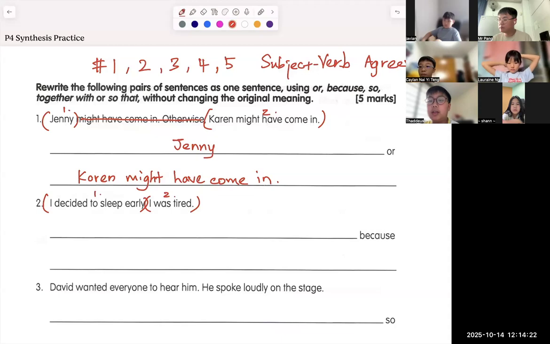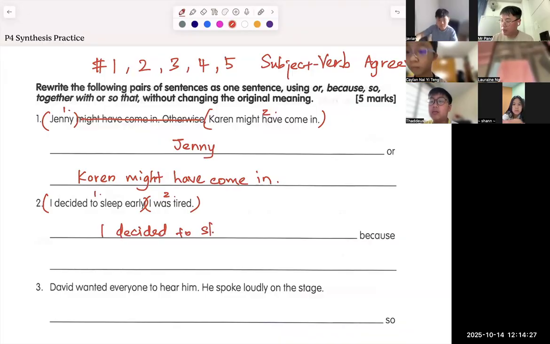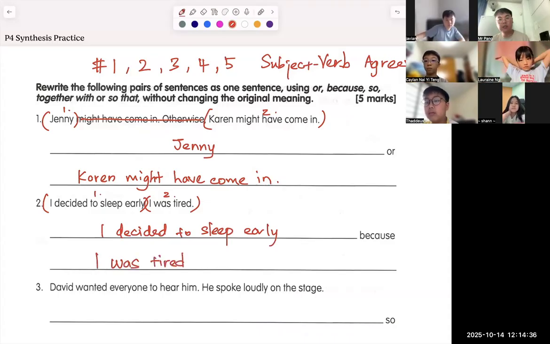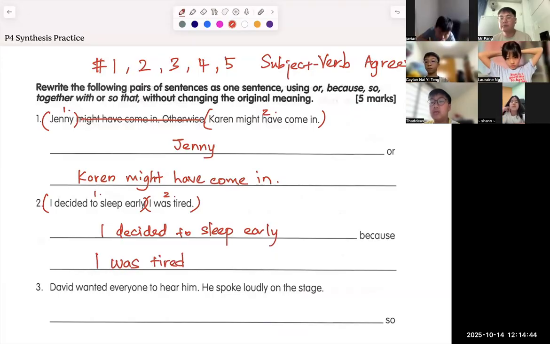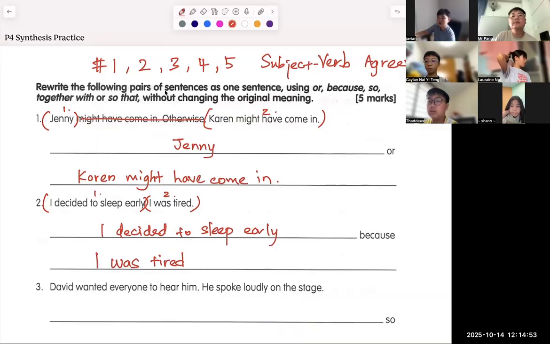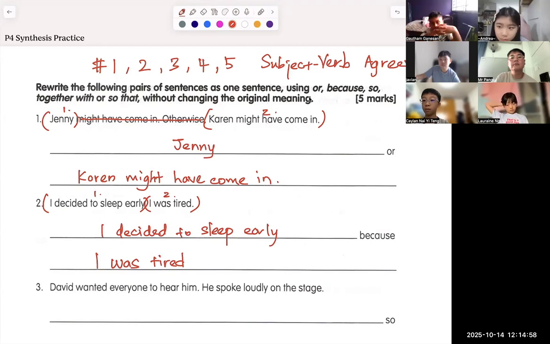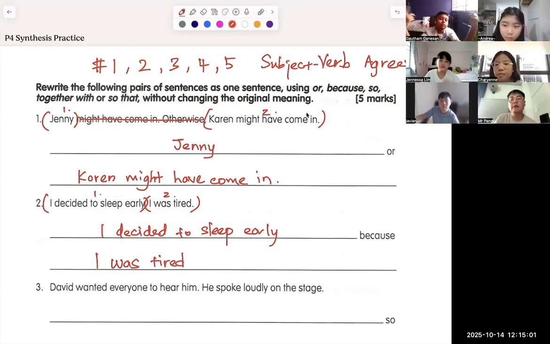Can you read us the answer, please? I decided to sleep early because I was tired. Thaddeus, can I put I was tired in front instead of I decided to sleep early? No. Why not? I don't know. You don't know?